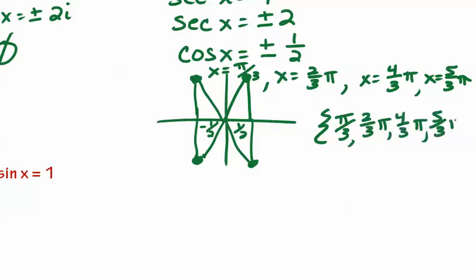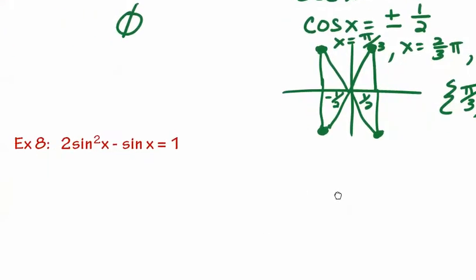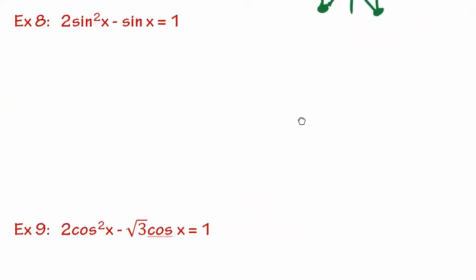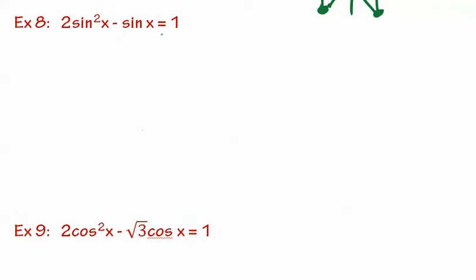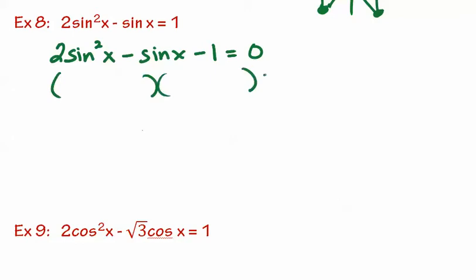But you'll get some good practice reviewing the unit circle as you do these problems. Okay, moving on to example 8. Here I see a sine squared and a sine to the first power, and I have a constant. So something squared, something to the first power, and a constant makes me think of a quadratic form where I might be able to factor.